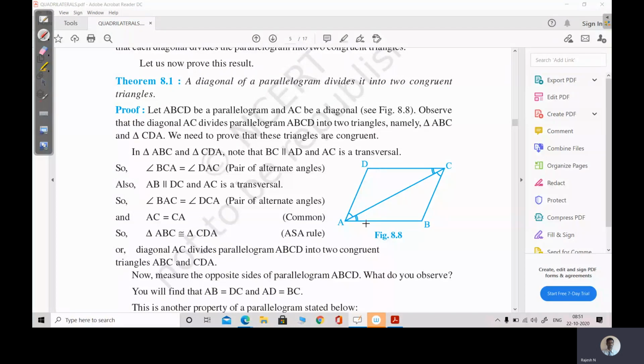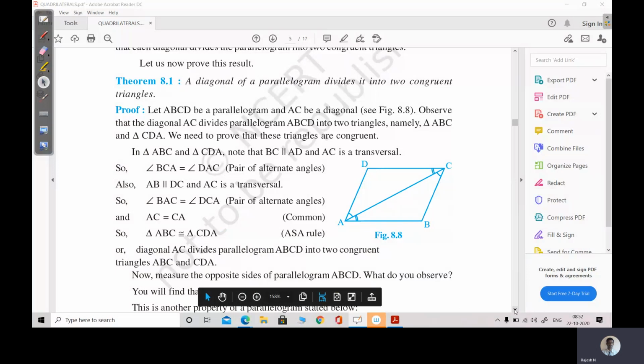You see these two angles are equal. Angles 1 and 2 are equal, alternate interior angles. 3 and 4 are equal. AC is equal to AC. Therefore, by the ASA congruence rule, triangle ABC is congruent to triangle CDA. So that's about the diagonal of a parallelogram: it divides a parallelogram into two congruent triangles.